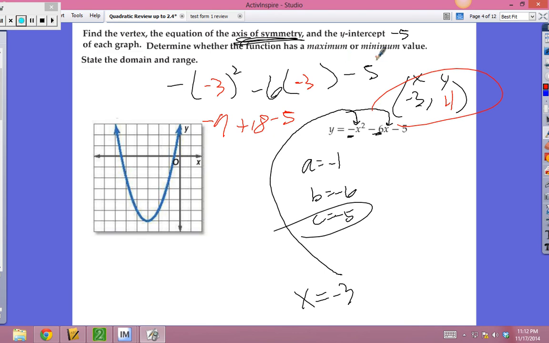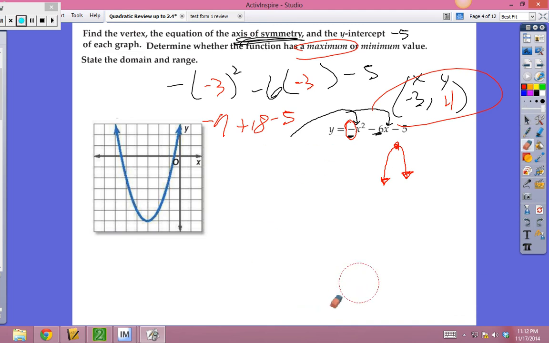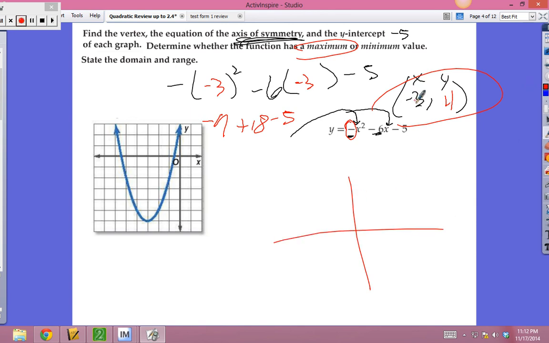Okay, would that be a maximum or a minimum? This a right here is your orientation. Because that's negative, I know the parabola is going to open down. And that would make that be the highest point, which would be maximum. Okay, now we can sketch a graph real quick without too much stress. So if you sketch the graph, the vertex is left 3, up 4, somewhere right here. The y-intercept is -5. Right there, it's going to flip over your line of symmetry. Your parabola is going to look like this.